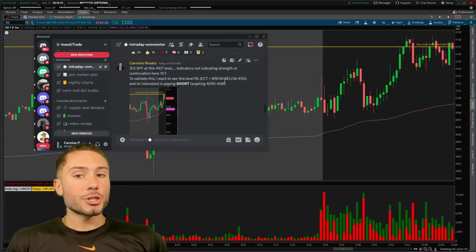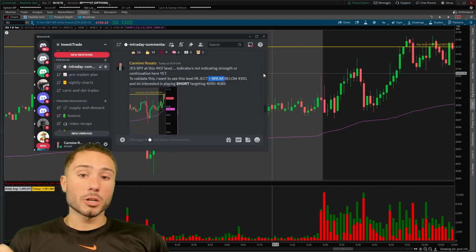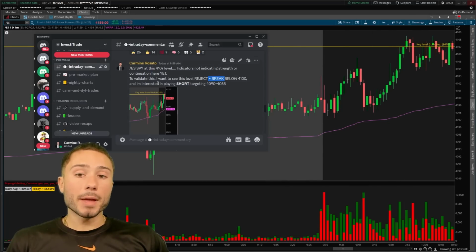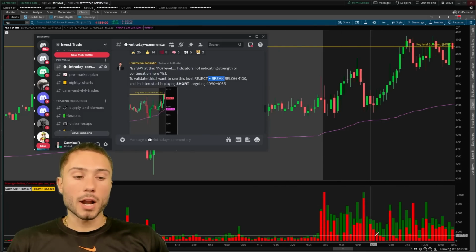To validate this short setup, I want this level to reject and break below 4100, and then I'm interested in playing short, targeting 4090. The key thing with this scenario was I want to see a break below 4100 after rejecting this 4107 level.